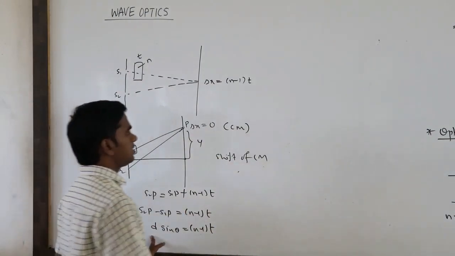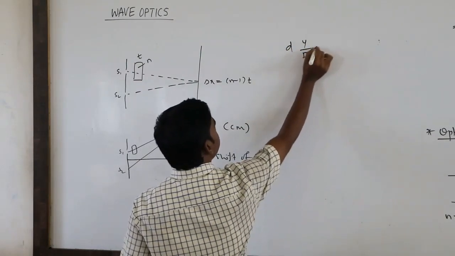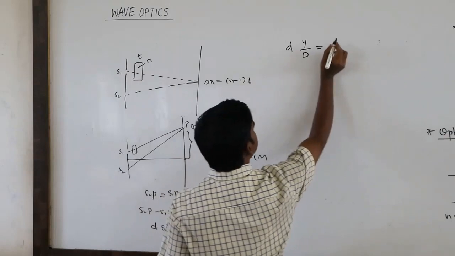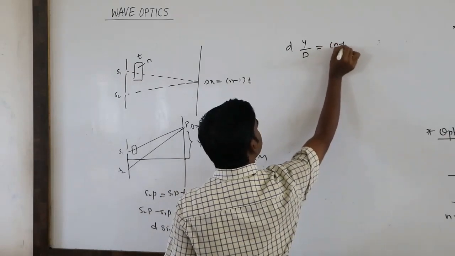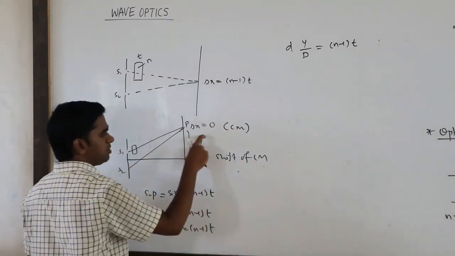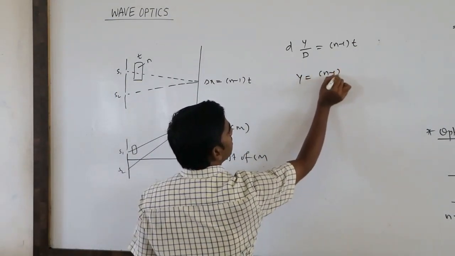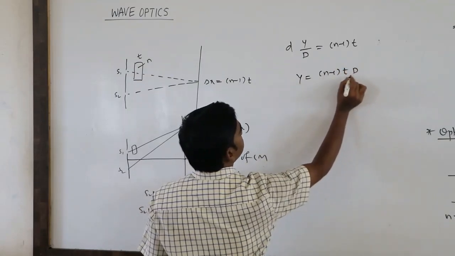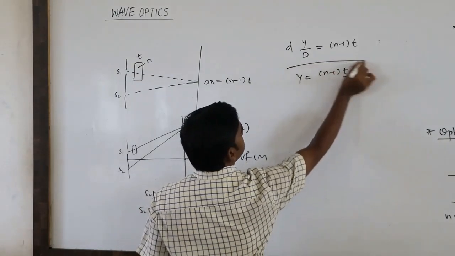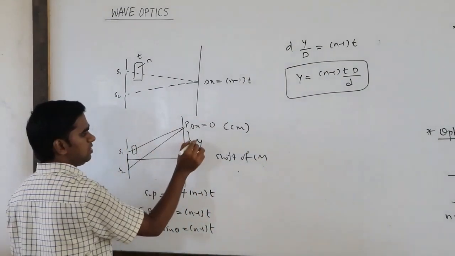So d sine theta, d write as it is. Sine theta is y by D from your previous expressions. So here we are getting (n minus 1) into T. What you want is the shift, and shift means y. So you can write y equals (n minus 1) into T into D divided by d. This is the shift of the central maximum. So that is y.